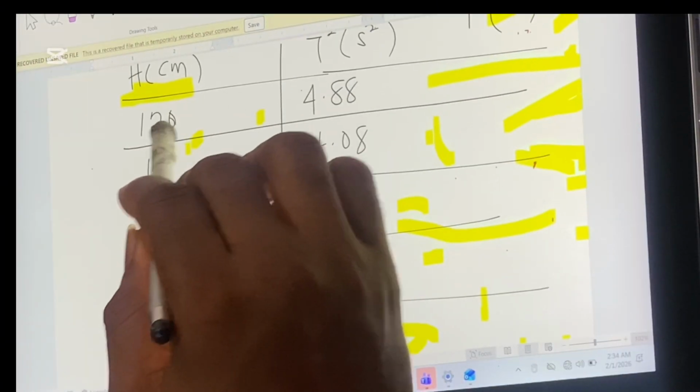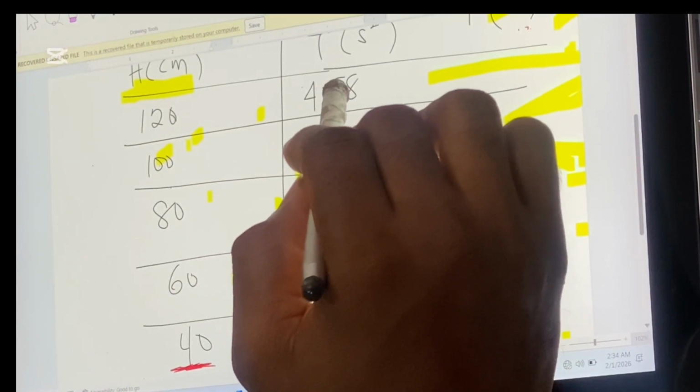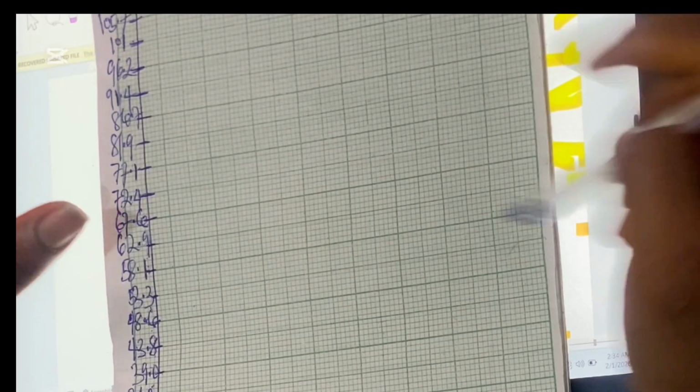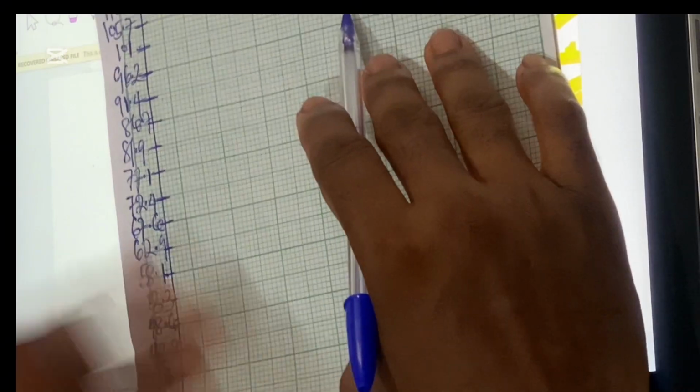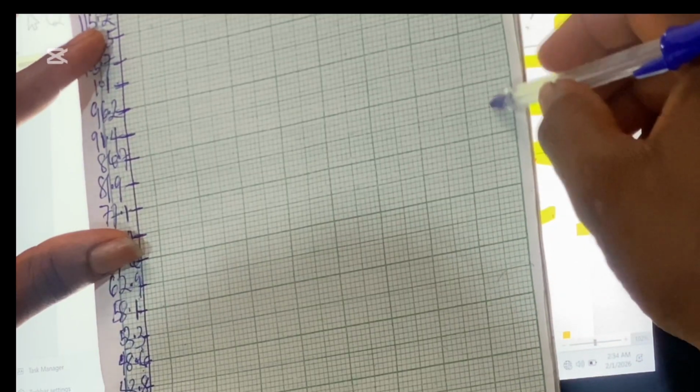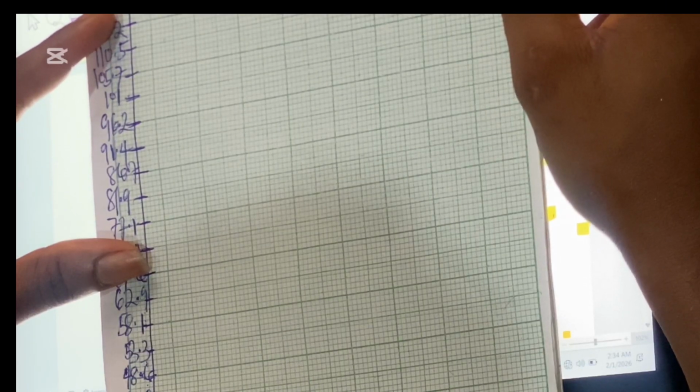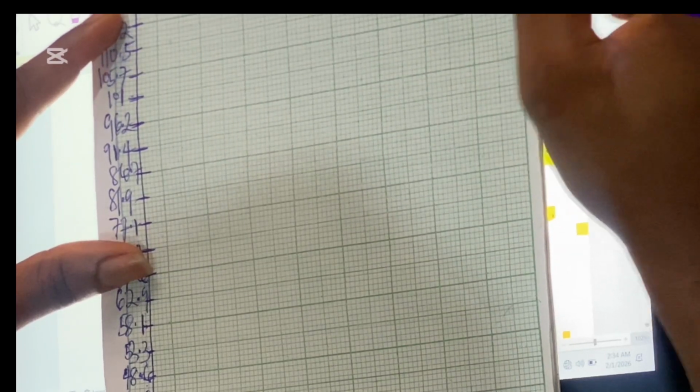So 120 goes with 4.88. This is 120 here. 120 goes with 4.88. That is, you trace this. Please, there's no need for you to put a line, okay? You only trace them. This 4.88, you trace it. When you locate the point where 120 meets 4.88, we put an asterisk like this. Please, you don't need to trace them with your lines, okay?